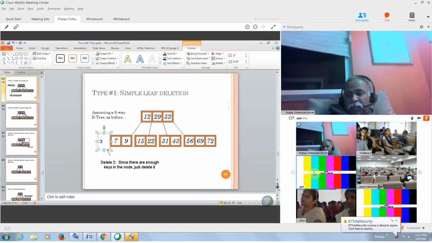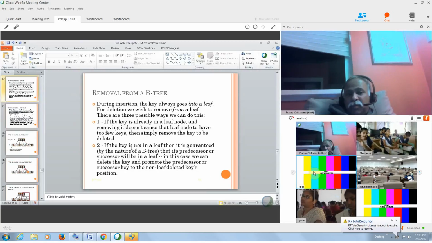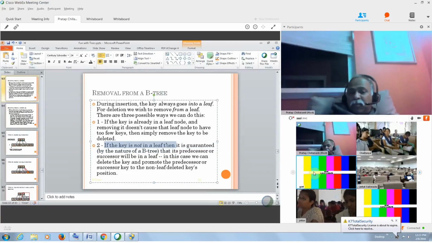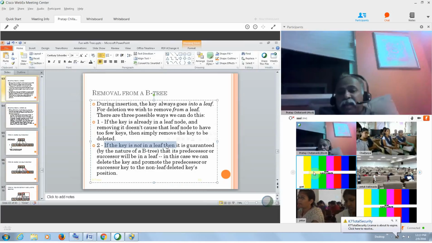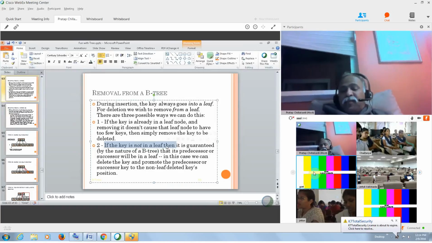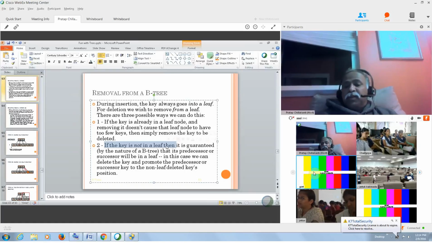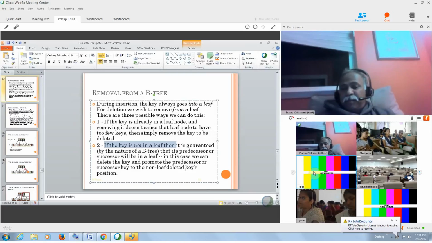Okay. Now rule number 2 is what we are looking at again. What is rule number 2? If the key is not in a leaf, then it is guaranteed that its predecessor or successor will be in a leaf, right? That's kind of like a proof. It's a simple proof, right? Because that's how the tree is built, less than or greater than. Okay. So if it is not in a leaf, what do we do? We can delete the key and promote the predecessor.